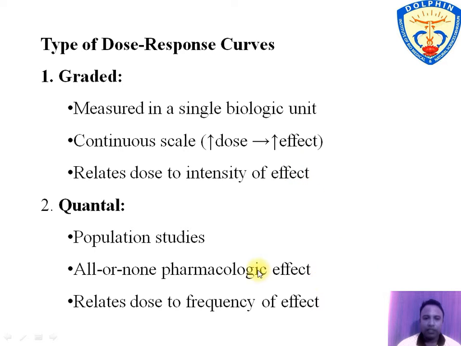The second is quantal. In this, a population study is determined, with an all or none pharmacological effect, meaning all of the population can be benefited or none of the population can be benefited. It relates dose to frequency of effect.